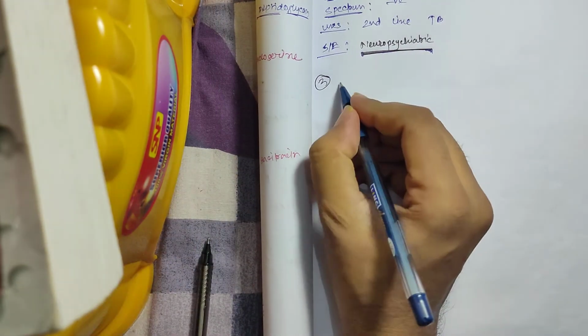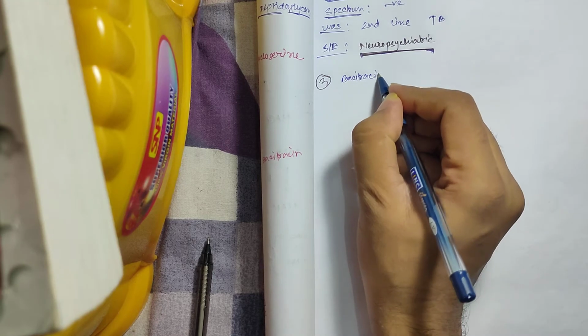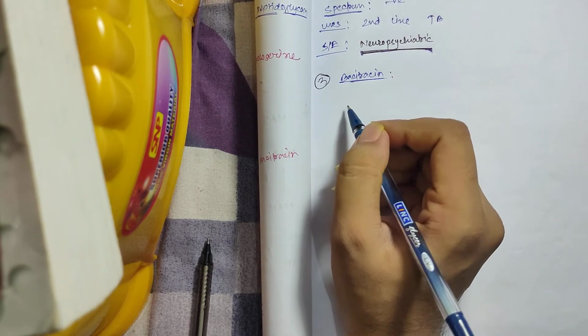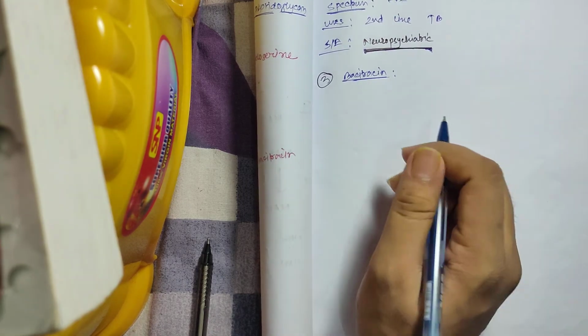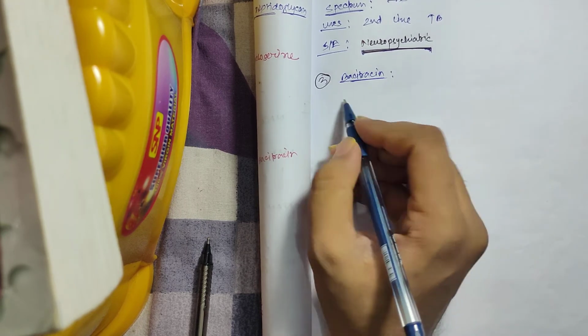And the next drug is bacitracin. You know its mechanism of action. I have told you that bacitracin inhibits the bactoprenol, that is the lipid transporter which is present in the cell membrane. And what are its side effects?